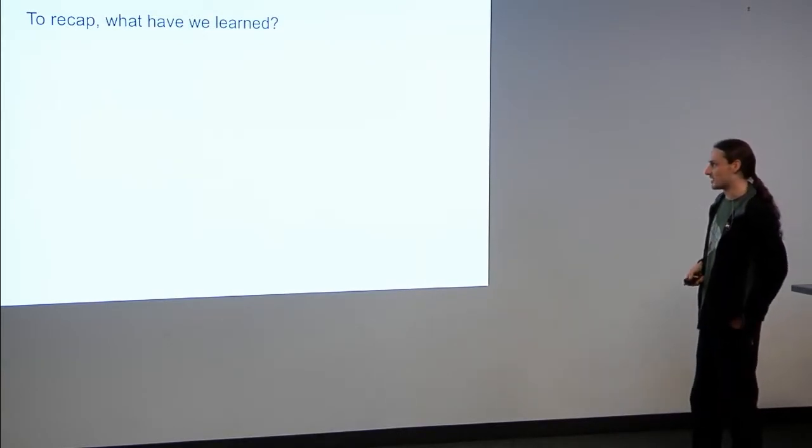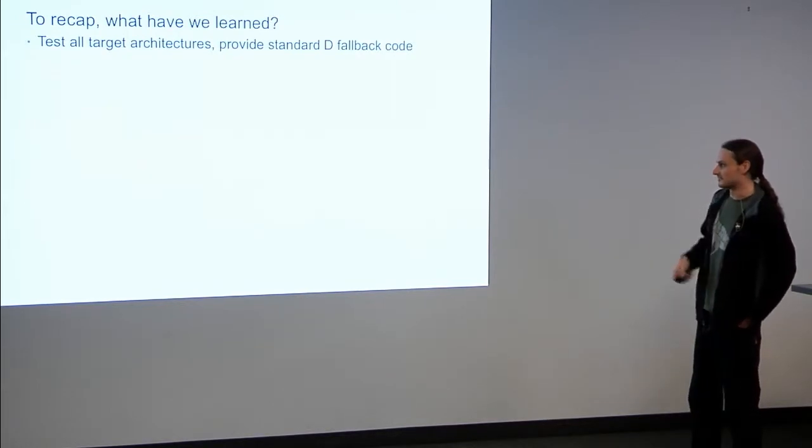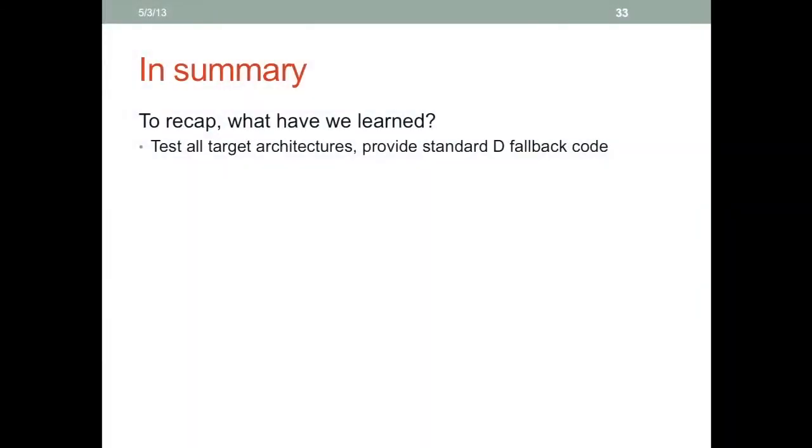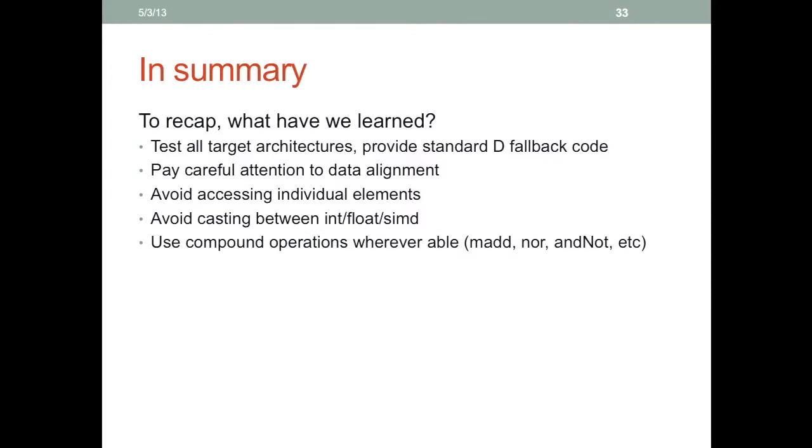So, as a little recap, what have we learned? I maintain you must test every architecture explicitly. If you don't, fall back to some standard D code until you can test it. You should pay careful attention to data alignment at all times. Avoid accessing individual elements. Try and perform all operations in parallel always. Just don't cast. Do use compound operations. They're a massive win. Avoid memory. Think of it like the hard drive.